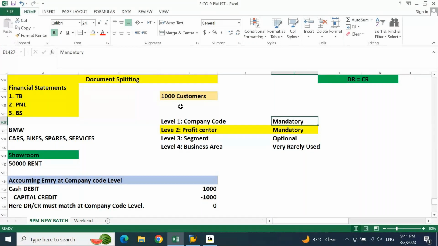The way you create cash, the way you create a bank, in a similar way you create accounts payable and accounts receivable. But in the control data, there is a field called account type for reconciliation. If it is a subledger, you select K for vendor, you select D for customer. Yeah, got it.